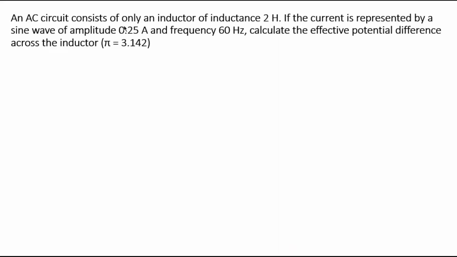An AC circuit consists of only an inductor of inductance 2 Henry. If the current is represented by a sine wave of amplitude 0.25 ampere and frequency 60 Hz, calculate the effective potential difference across the inductor. So solution, they have given us an inductive circuit, that is a pure inductance circuit, for which the inductance L is equal to 2 Henry and the current is represented by a sine wave of amplitude 0.25 ampere.